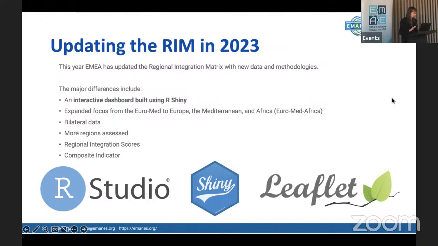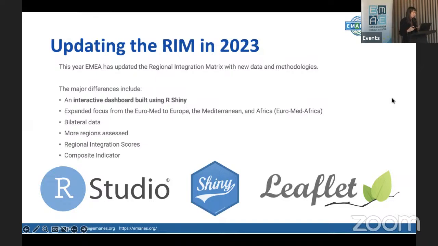Another addition, which I'll talk about in more detail, is that I added a different type of data, bilateral data, which most of you will be familiar with, but I'll explain more closely. I also assessed more regions. When you look at regional integration, we could just look at Euromed Africa as a whole, but there's a lot of diversity within the region, and there's good reason to look at smaller sub-regions to see the interaction there.